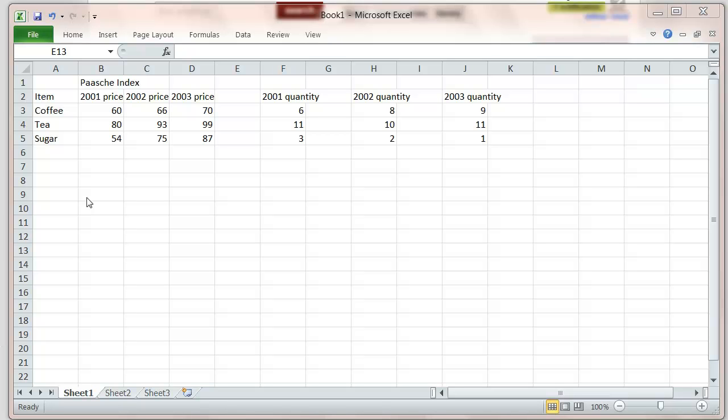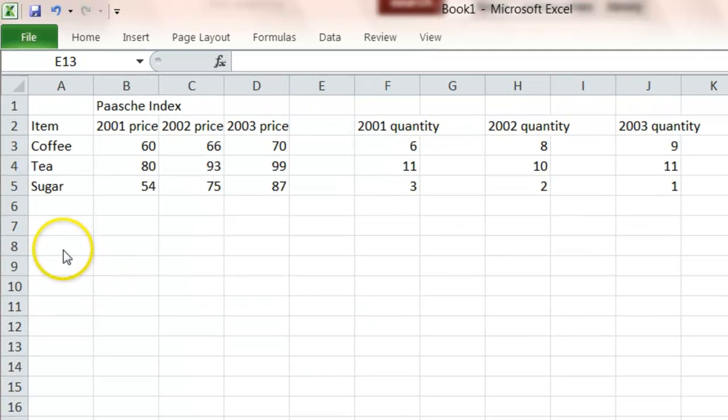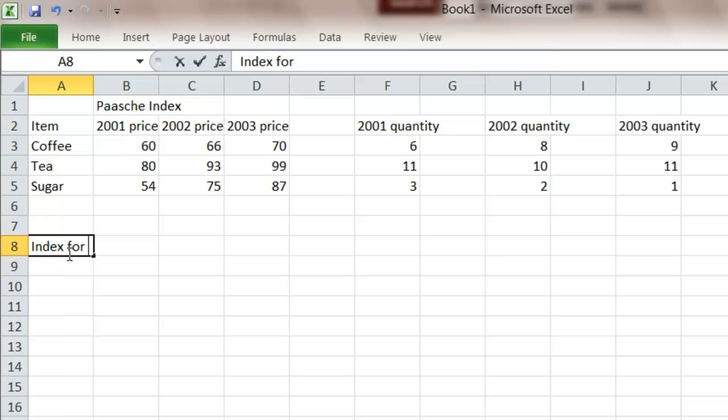and we work out the total cost of the basket based on the quantities in the year that we're now interested in. So if I want the index for 2002, what I have to do is work out the total basket in 2002 divided by the basket in 2001 using the 2002 quantities. So I'm going to get a formula.